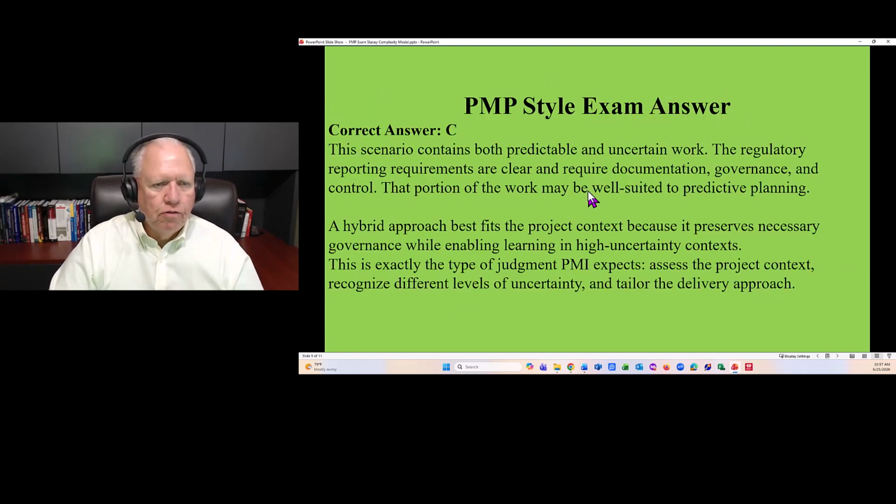Now, the correct answer was C. The scenario contains both predictive and uncertain work. The regulatory reporting requirements are clear and require documentation, governance, and control. That portion of the work may be well suited to predictive planning. A hybrid approach best fits the project context because it preserves necessary governance while enabling learning in high uncertainty contexts. This is exactly the type of judgment PMI expects for you to assess the project context, recognize the different levels of uncertainty, and then tailor the delivery method.